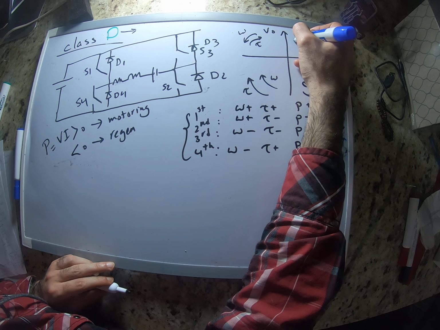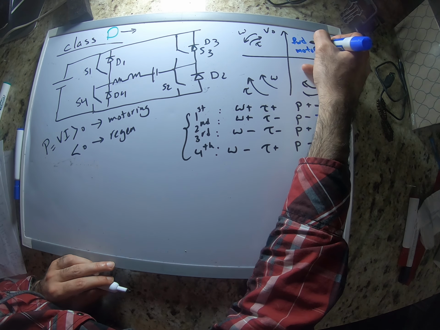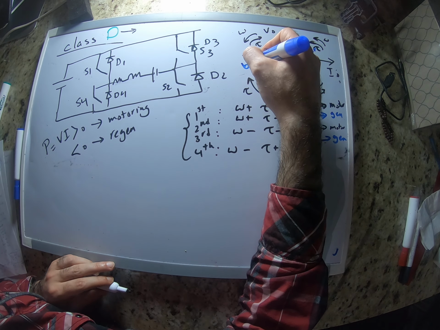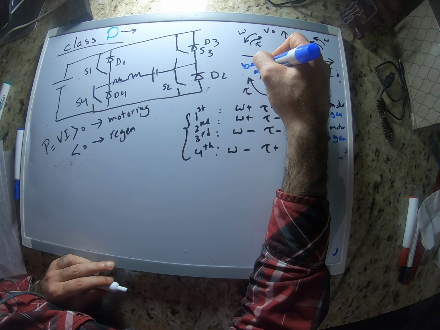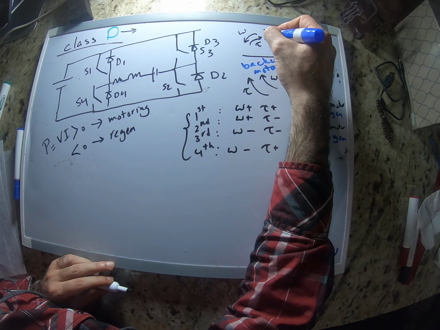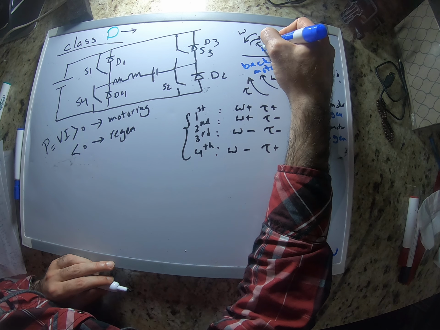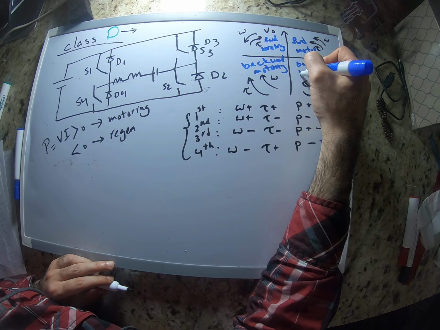So that's why this is called forward motoring. This is called backward motoring. And this is called forward braking or regenerative braking. This is backward regenerative braking.